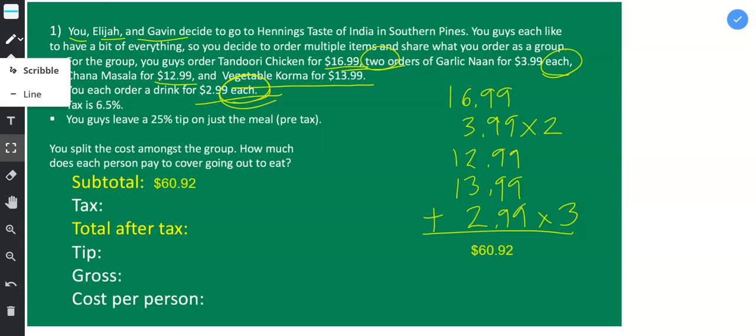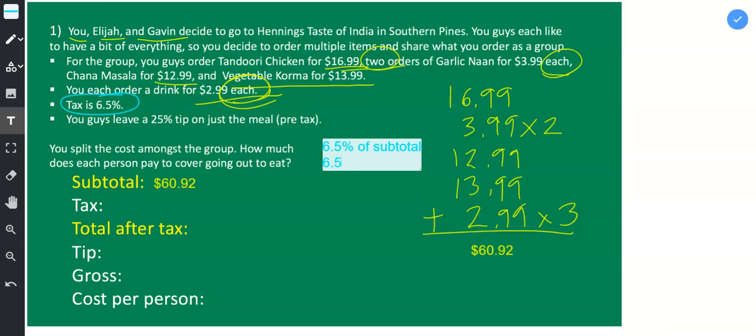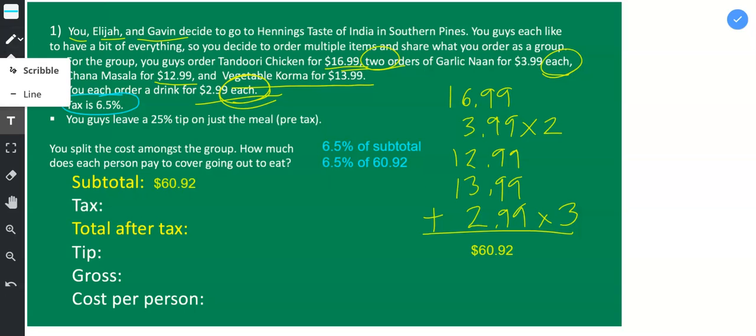Tax is 6.5%, and you need to think 6.5% of what? Well, you have to pay the government tax on everything that you purchased. So we need to pay this on the entire subtotal. So 6.5% of the subtotal was actually $60.92. And next I need to change this 6.5% to a decimal.